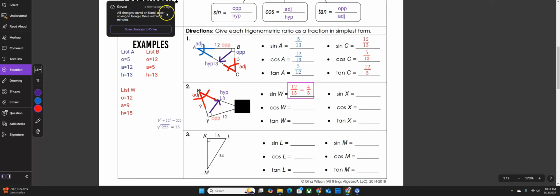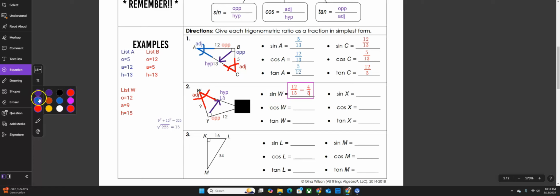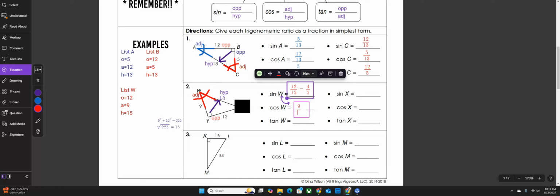Again, if simplifying fractions doesn't always work out so well, then you can put 12 over 15 into your Desmos calculator, click on the fraction conversion button, and it's 4 over 5. Okay. Cosine of W. Cosine is our ratio that is adjacent over hypotenuse. Our adjacent side is 9. Again, our hypotenuse is 15. That gives us 3 over 5 as our ratio. 9 over 15 is equal to 3 over 5.